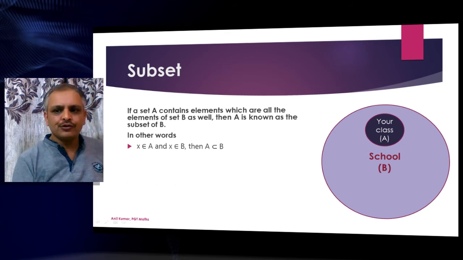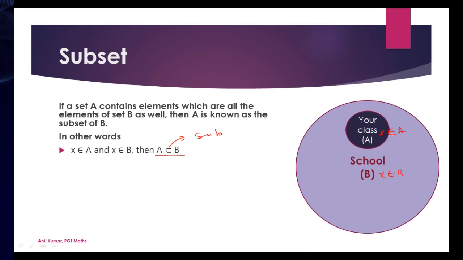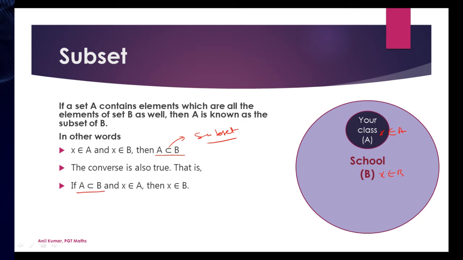So if x belongs to A, and if I can prove that x also belongs to B, it means A is a subset of B. This is the symbol for the subset. Okay. Next is the converse is also true. That is, if A is a subset of B, then x belongs to A means x also belongs to B.